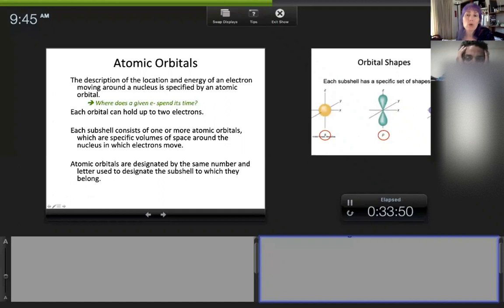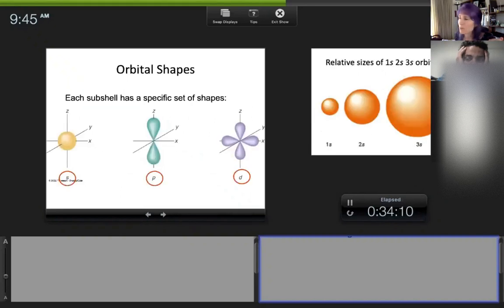So when we talk about orbitals, we're talking about where an electron spends its time. Each orbital can hold up to 2 electrons, and each shape is designated its own subshell. Each subshell has a unique shape. So these are the shapes. If it's an s orbital, then it's spherical. It's the same in x, y, z directions.